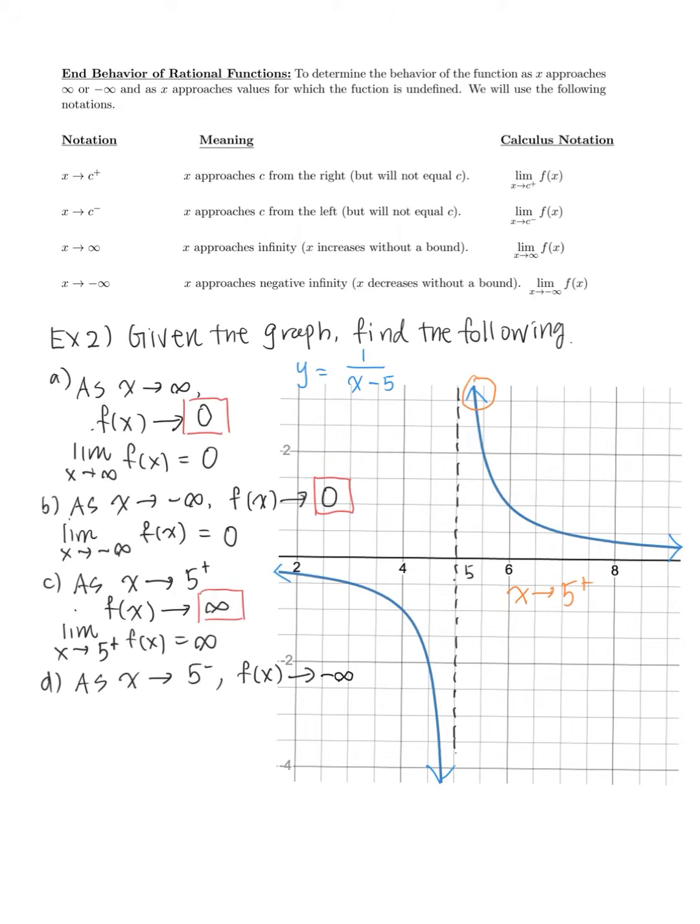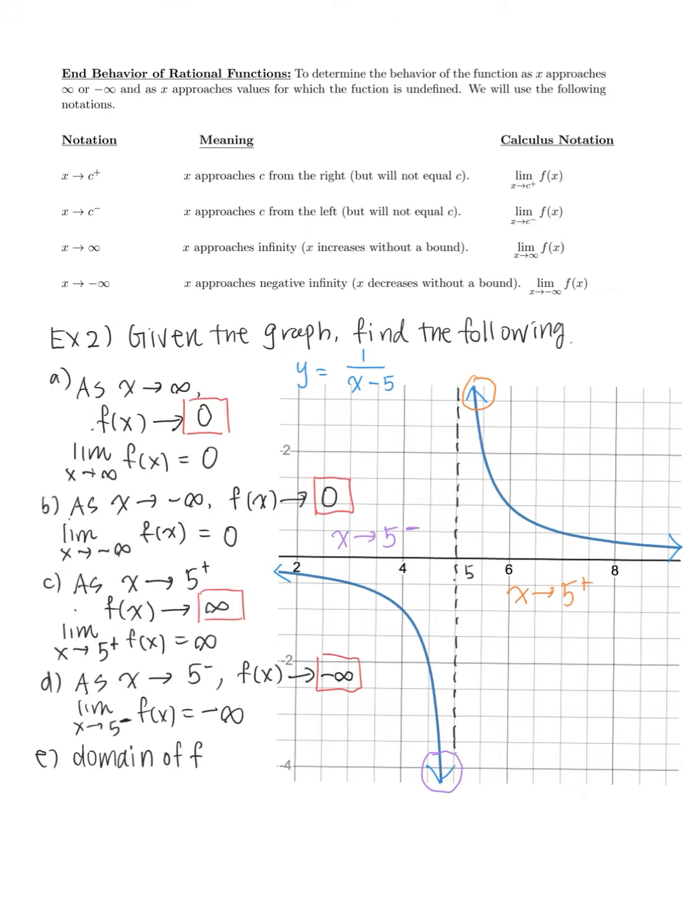And then let me just use a different color so that I can color code it. So this portion here, where can I write this? As x approaches 5 from the left, what we're looking at is this tail end of the graph. And again, in calculus notation, we write this as limit as x approaches 5 from the left of function f of x equals negative infinity.